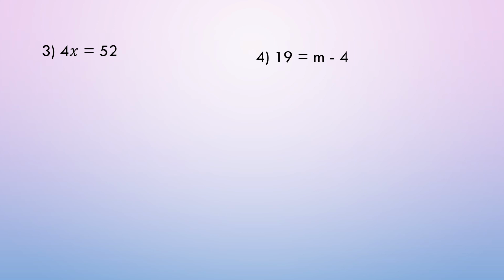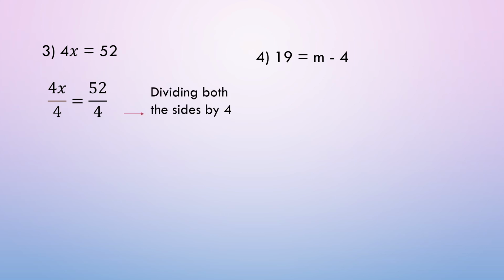So both the sides will divide. So 4x upon 4 is equal to 52 upon 4. So dividing both the sides by 4. So here 4 and 4 will get cancelled. Here 4 ones are 4 and 4 13s is 52. So x is equal to 13.